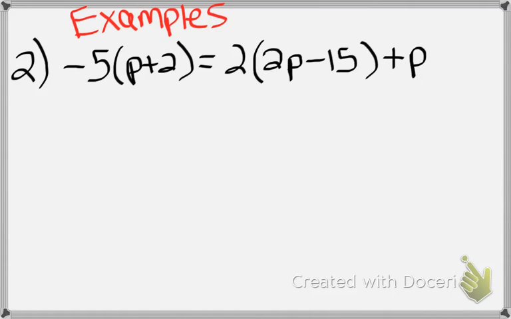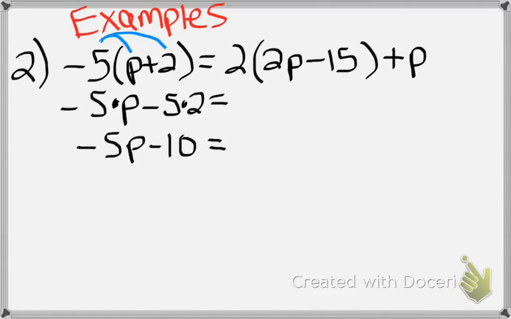All right, let's take a look at this example. We're going to do the distributive property. So take a moment to see if you can do that. Do the distributive property just to simplify, but then combine like terms. Okay, the left side becomes negative 5p minus 10.